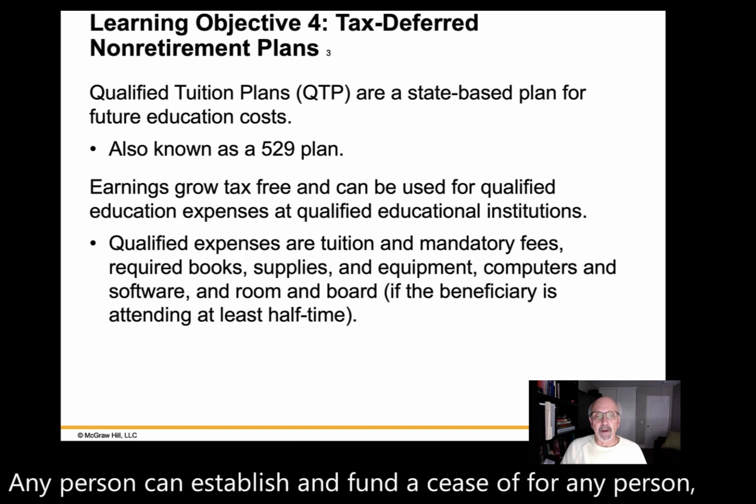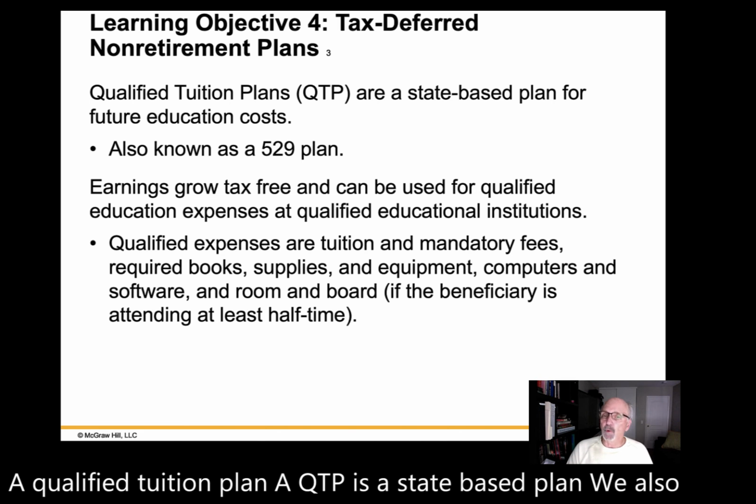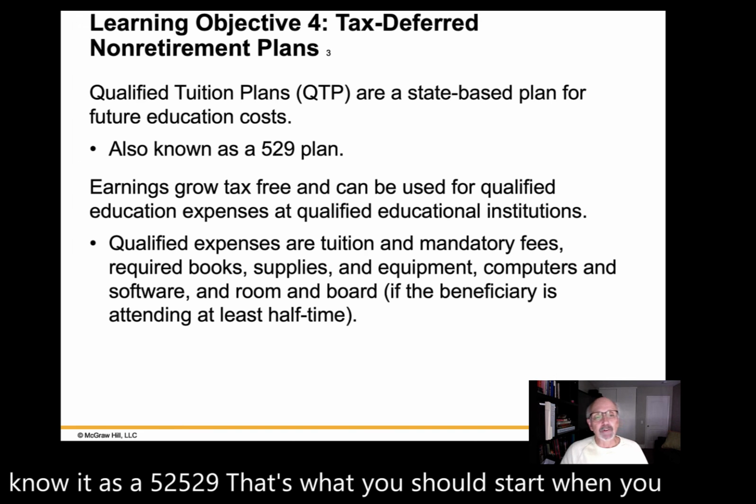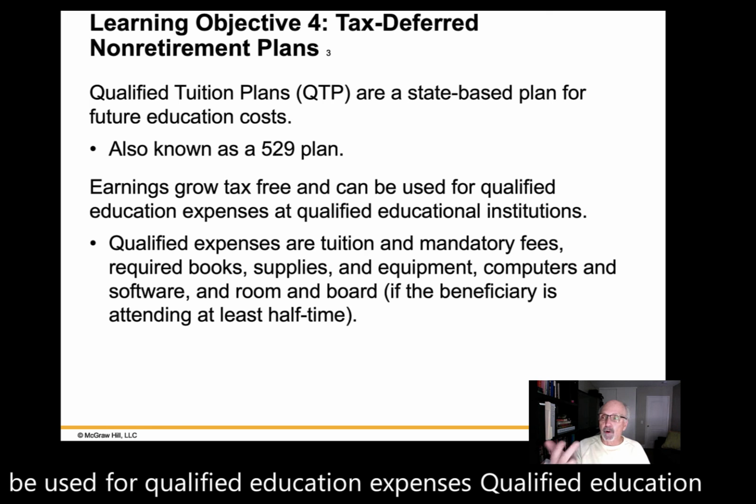A qualified tuition plan, a QTP, is a state-based plan. We also know it as a 529. That's what you should start when your child is born. Earnings grow tax-free and can be used for qualified education expenses. Qualified education expenses, typically tuition, room and board, books, all that sort of thing.